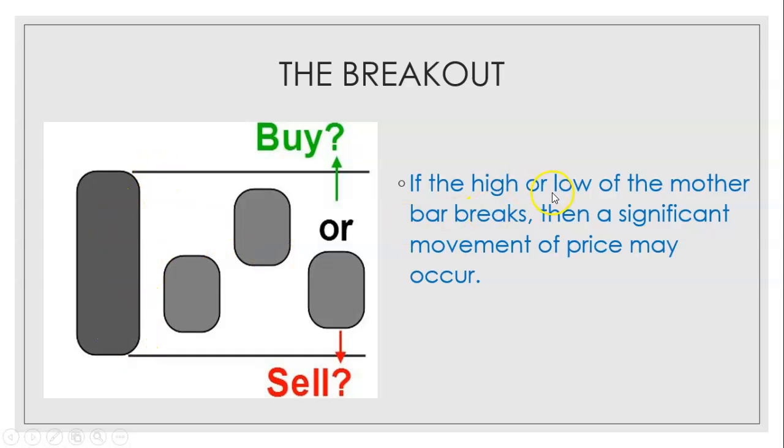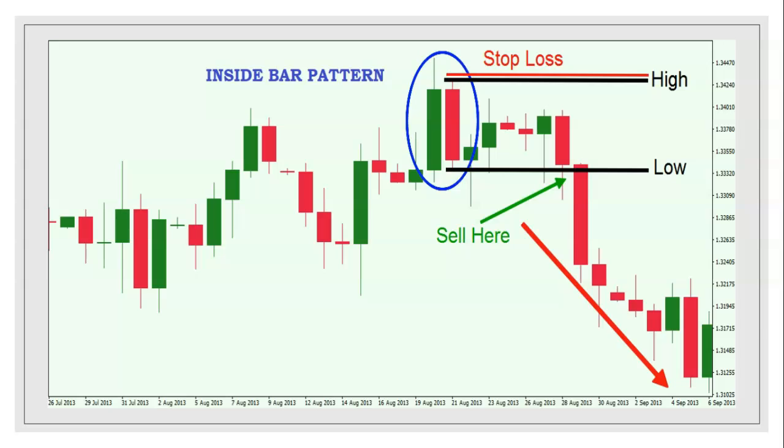All right, so if the high or the low of the mother bar breaks, then a significant movement of price may occur. Now as it is, it is still ranging. It hasn't broken either this way or this way. But the moment it breaks, either upwards or downwards, then most of the time you're going to get significant movement. But remember that we can't tell which direction it is going to break towards. All right, but in a bit I'll show you how to put this to use very quickly.